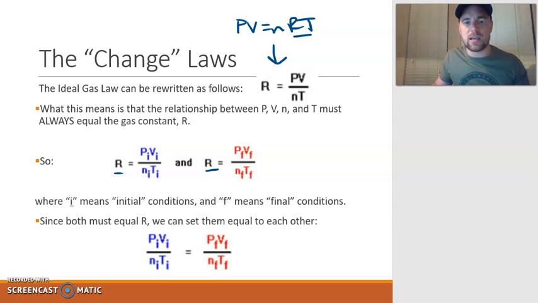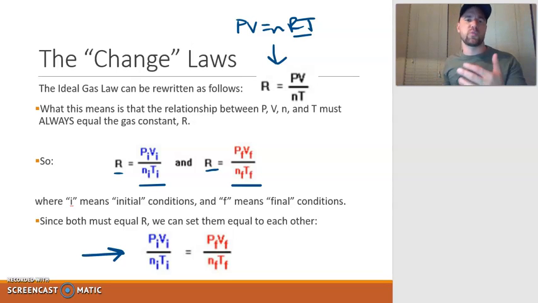So we can set them equal to each other since we know they both equal R. And so you end up getting this equality: Pi times Vi over Ni times Ti will equal Pf times Vf over Nf times Tf. Now that's a lot of things, but what you're going to see is that all the gas laws we look at in this section come from this equality. And what we do is we just remove any variables that may not apply.